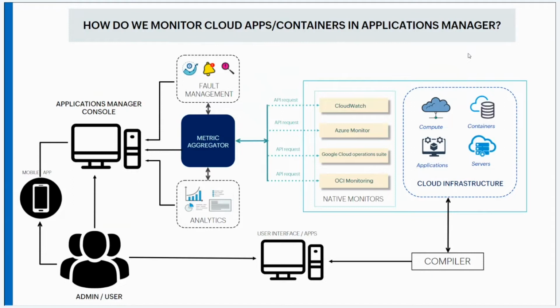What Applications Manager does is it has a metric aggregator which sends an API request to all these native monitors. It then aggregates and collects these metrics and processes them into useful information, which can be used to manage the faults and to analyze the historical trends and predict the future usage trends as well. This information is available in the Applications Manager console, which you can also view in your mobile apps as well.